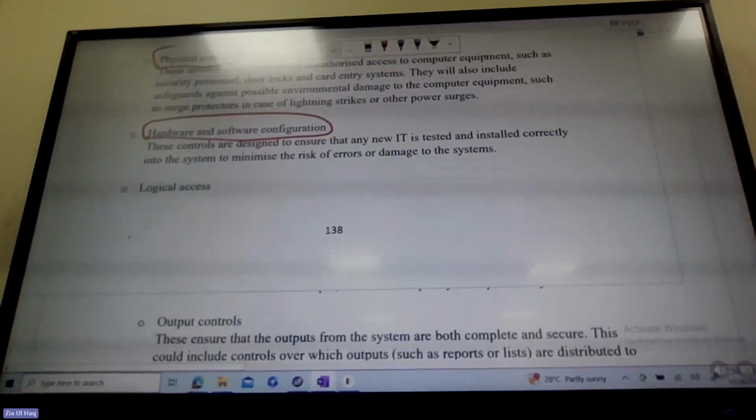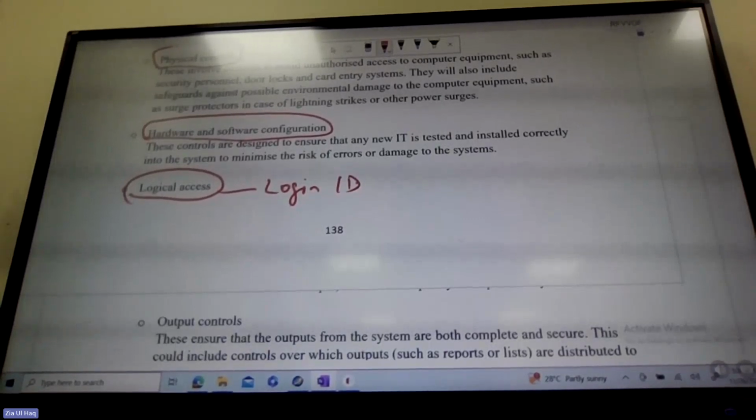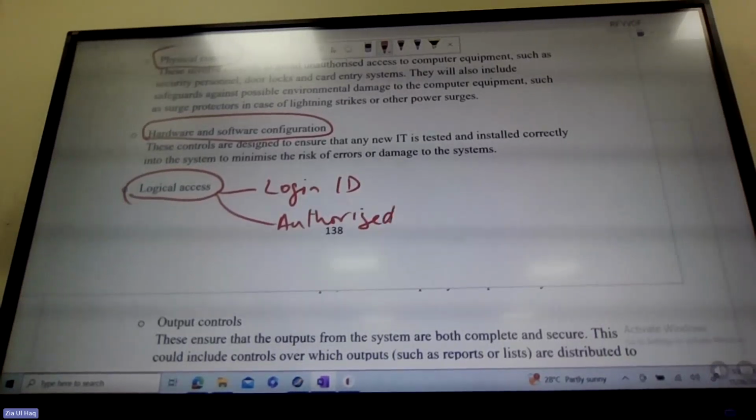There should be some logical controls. Logical controls mean there should be passwords. There should be restricted login IDs, so that every person accesses data files relating to his work. He cannot access files of other departments, so that only authorized users can access the system and work on it. And this should be established through passwords.